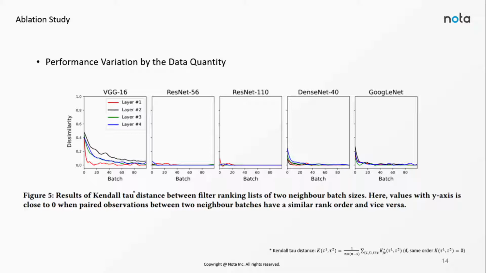This is the result of the Kendall tau distance between the filter ranking lists of two neighboring batch sizes. The y-axis shows how the rank is changed by the quantity of the batches. As you can see, it's quite consistent regardless of the data quantity.